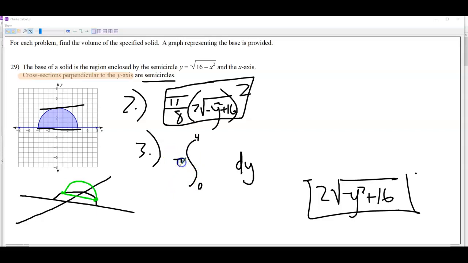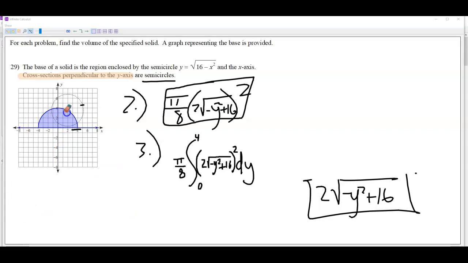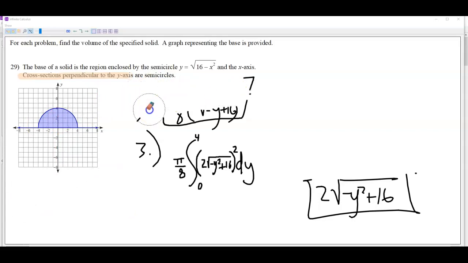And I'm just going to put the pi over 8 in front because it's a constant multiple. Save myself a little space inside. You don't have to put it outside, but I choose to. Constant multiples can come out of the integral like that. And there you have that. So there's your formula for the volume and what you would type into your graphing calculator.